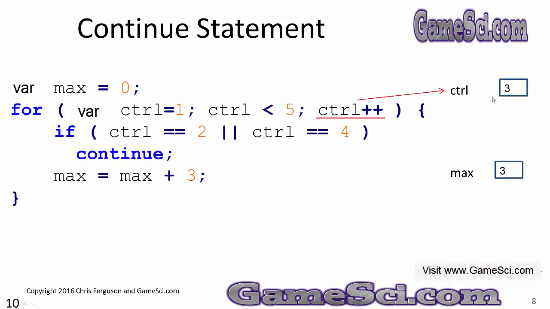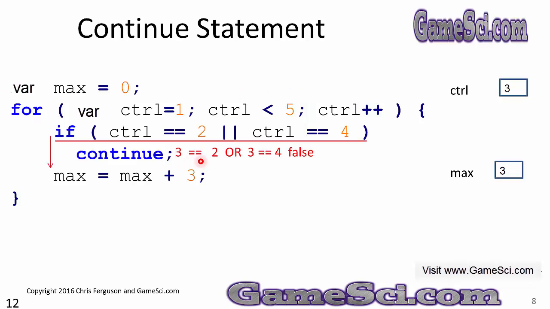We'll add 1 to ctrl. ctrl has gone to 3. After we add 1 to ctrl, we will skip back and test the true-false condition. 3 is less than 5. That is still a true statement. As a true statement, we're going to go into the block and execute the code in the for loop.